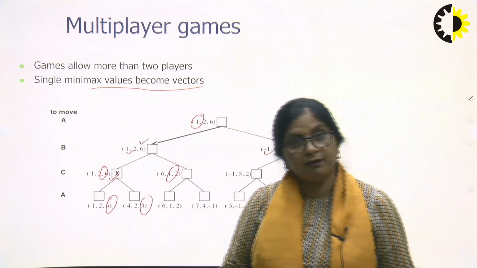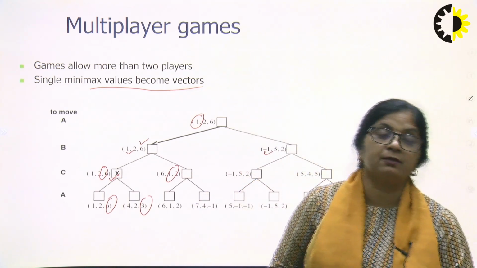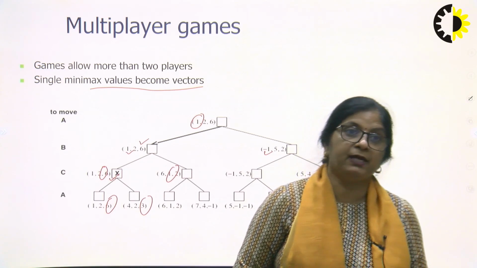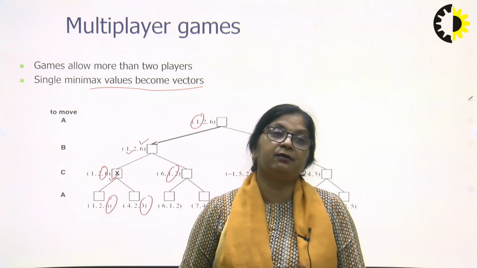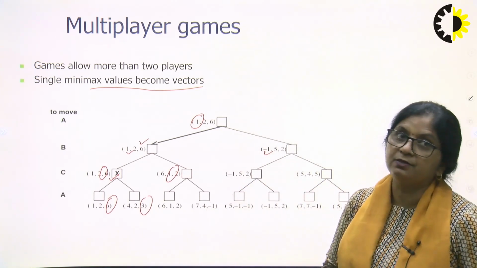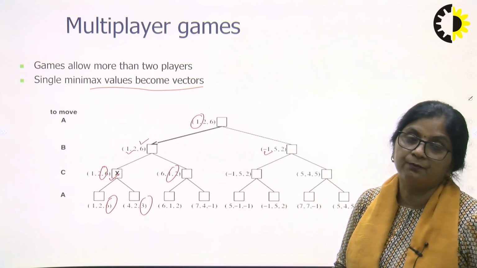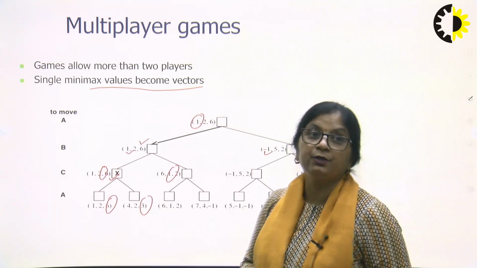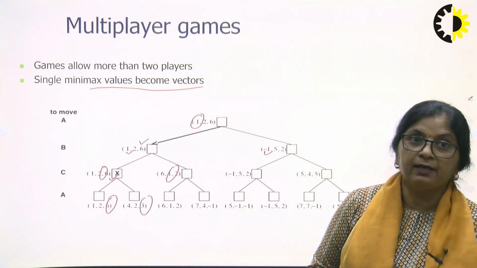So what changes have we made when we are having multiplayer games, meaning the number of players is more than 2? Then we are maintaining a vector of utility values, and every player is trying to maximize its utility. So this is our multiplayer game. So this is all about using the Minimax algorithm for multiplayer games.